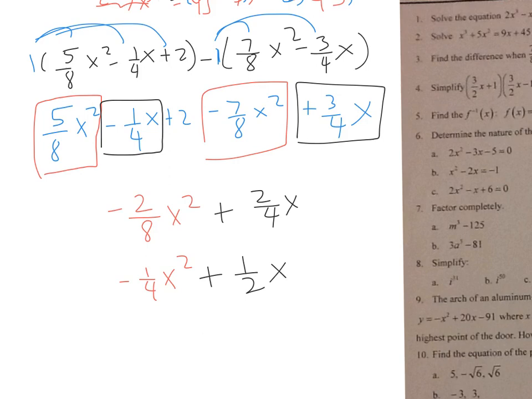And then I have this guy right here, this plus 2, but there's no number to combine it with on the other side. So I'll just put plus 2 at the end. So that's my final answer.